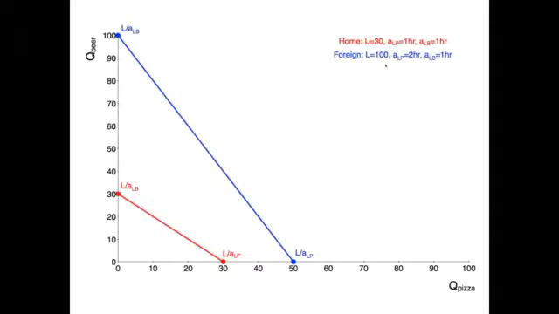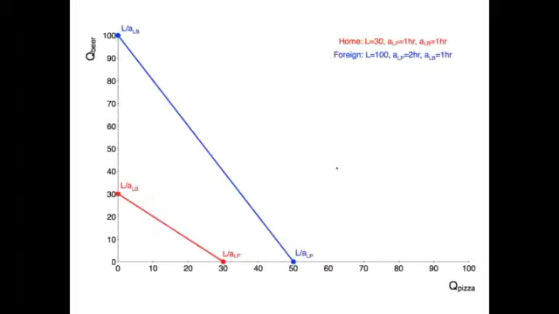The foreign country in blue has 100 hours of labor available. It takes them 2 hours to produce a pizza and 1 hour to produce a beer. So if they were to use all of their resources to produce pizza, they would be able to produce 50 pizzas and no beer. And if they used all of their resources in beer production, they could produce 100 beers and no pizzas. So we have the underlying PPFs for both of these countries.